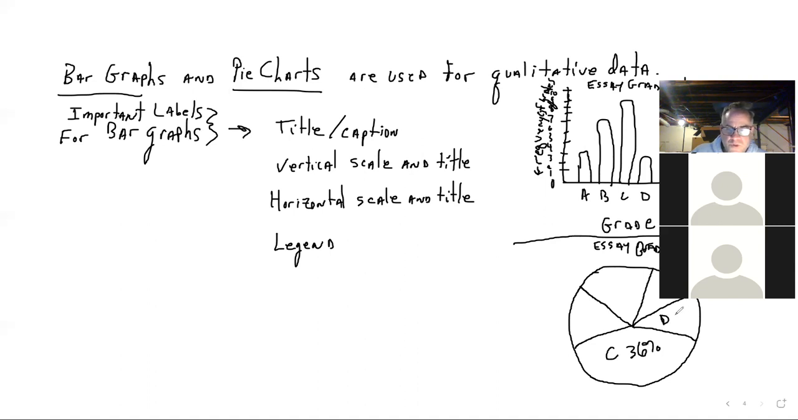D was 12%. F was 8%. A was 16%. And B was 28%. All right. Now, how do I figure out if I were going to construct a pie chart by hand? A circle going all the way around in degree measures how many degrees?